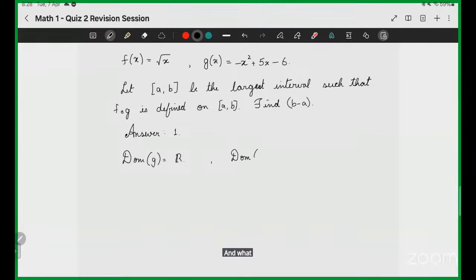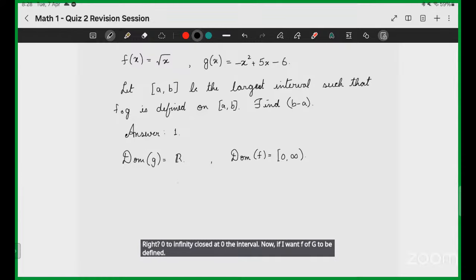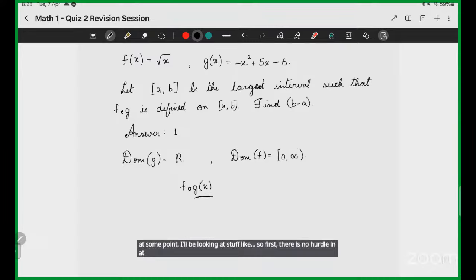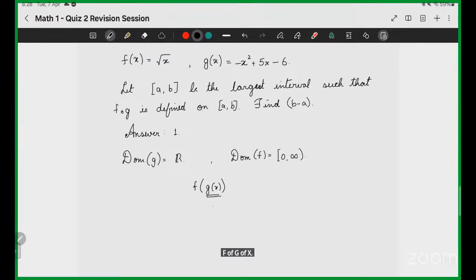And what is the domain of f? R plus, positive reals including 0. Yes, 0 to infinity, closed at 0, the interval. Now, if I want f of g to be defined at some point, at the first step there is no hurdle. g of x can be defined. But then you're going to do f of g of x, so this g of x needs to be in the domain, as we had stated earlier.